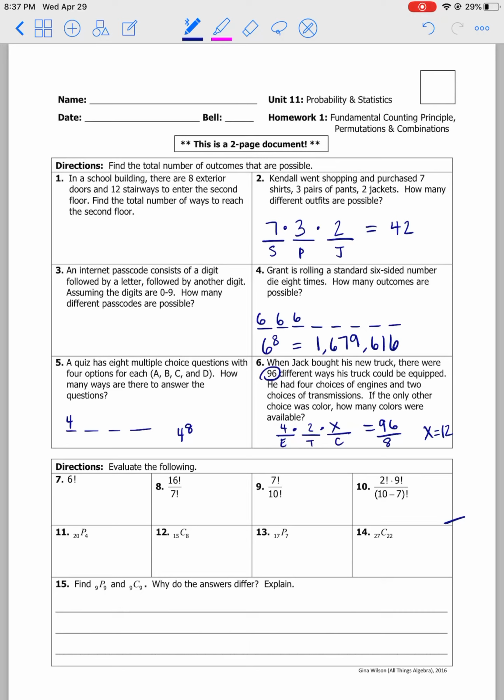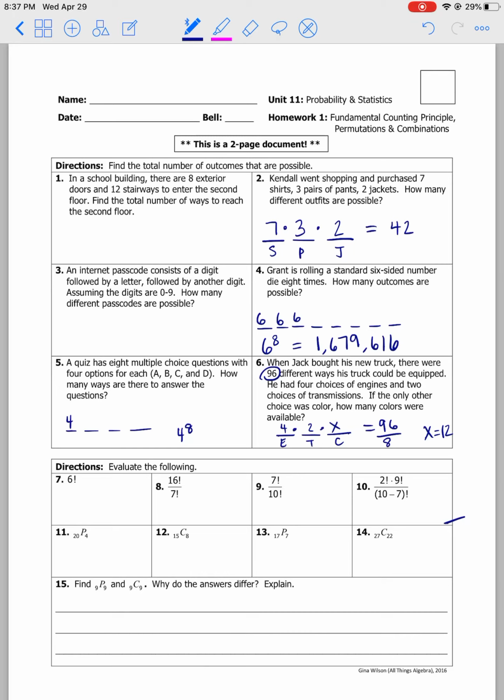Questions 11 through 14 are just standard permutation and combination questions. If you have not looked yet for those functions on your calculator, please look for them. I did have several people reach out asking for help finding them. If you are still not sure where they are on your calculator, I hope to see you in office hours so we can go over it together, or you can FaceTime me or send me a picture of your calculator and I'll help you. But for these, it's really straightforward, right? You just plug that into your calculator and you get the answers.